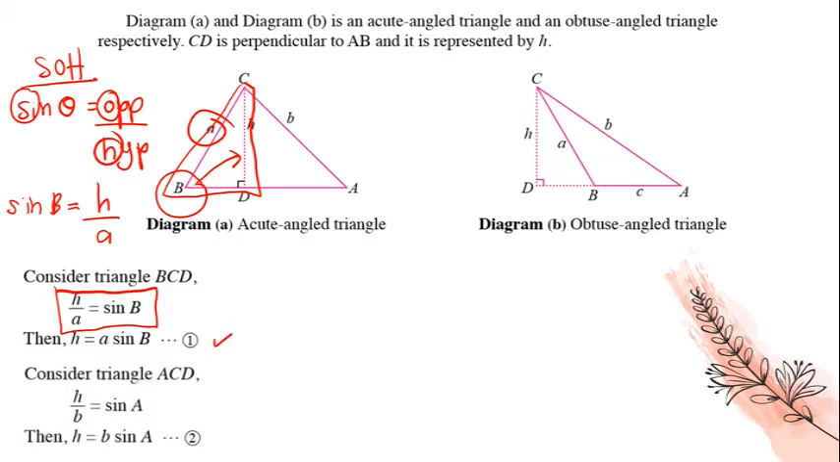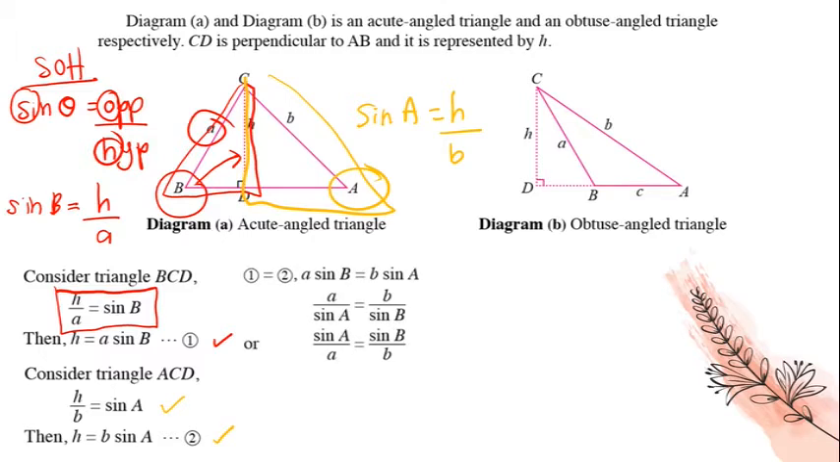Then consider the triangle ACD. Sine A is equal to H over B, so H is equal to B sine A. This is equation number 2.